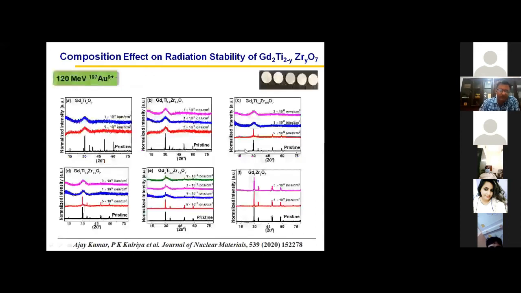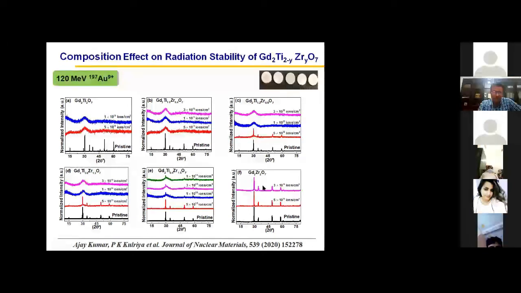If we further increase the zirconium, in these two cases we went up to a very high fluence of 1 times 10 to the power 14 ions per square centimeter. We used this high energy 120 MeV gold, and with this much energy we bombarded this material for around 5 or 6 hours. Even after that, this material doesn't amorphize. So that clearly shows that these titanates are readily amorphized, but the zirconates are more radiation resistant.